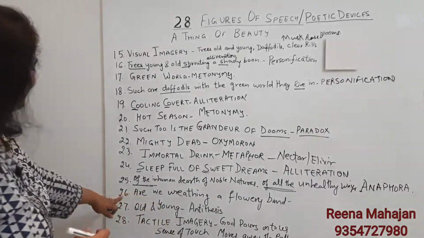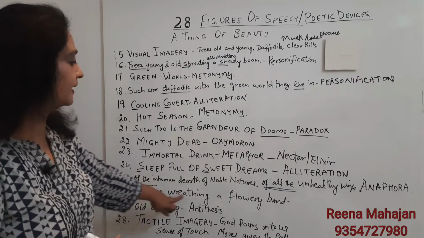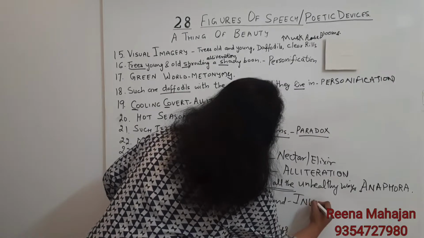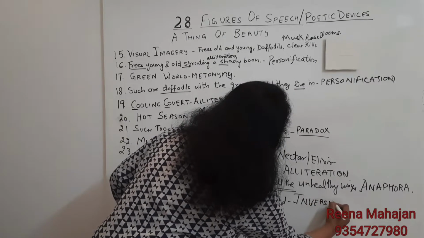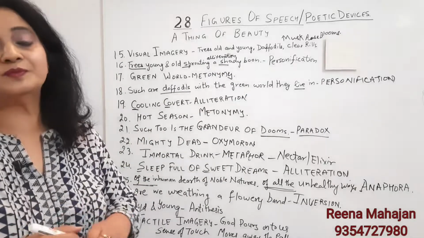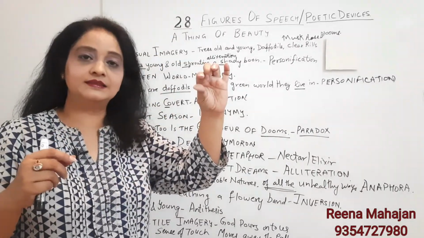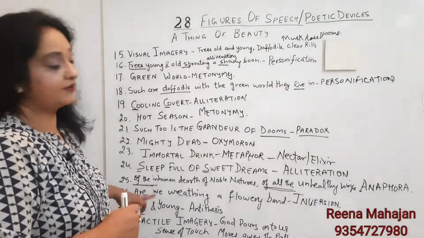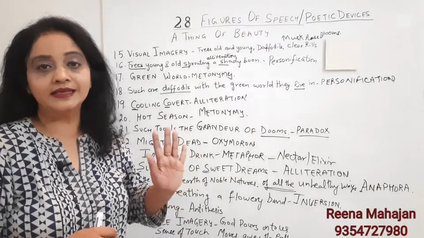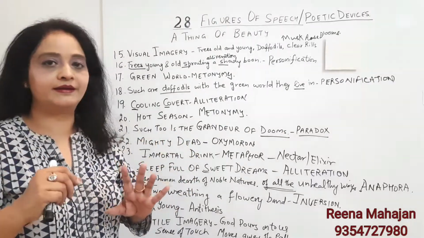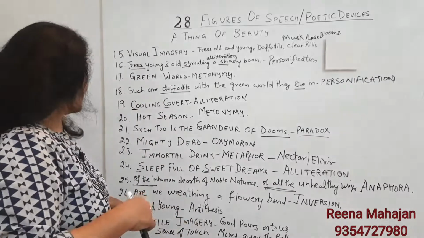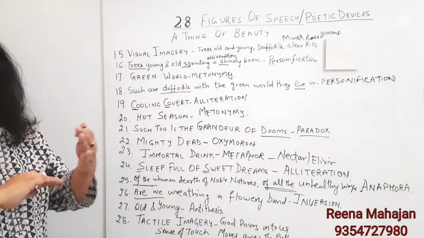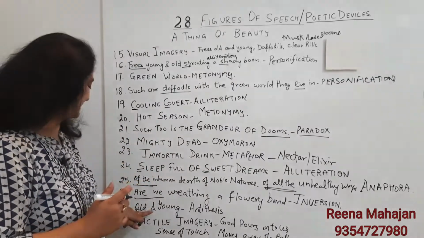So it is anaphora. Number 26 is, are we reading a flowery band? The figure of speech is inversion. Inversion is a figure of speech in which we do not write straightforward the words. In fact, we scramble them. For example, it should have been, we are reading a flowery band, right? But the poet says, are we reading? So he has inverted the words, he has changed the words, and that is why it is inversion, right?